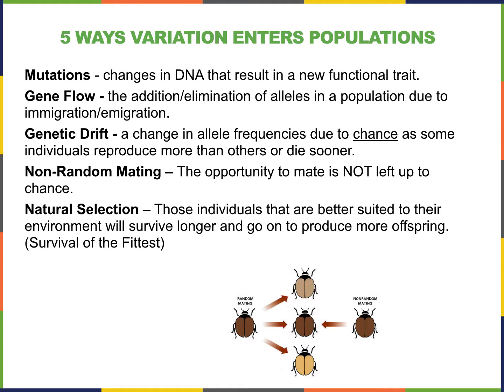Non-random mating also gives variation, so the opportunity to mate is not left up to chance, so you see mate selection occurring. And then we know natural selection also allows for variation because those who are better suited or more fit will be selected for by the environment. They live longer, they produce offspring, whereas those who are less fit do not produce offspring or as many offspring.